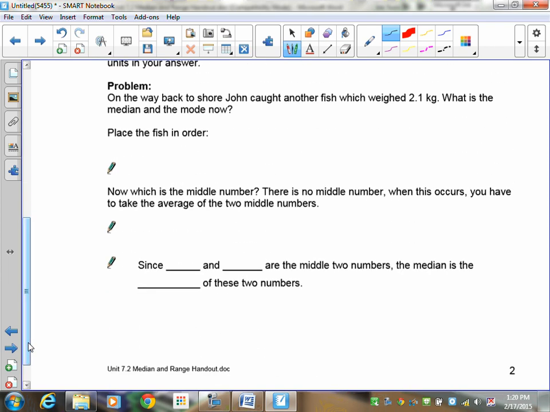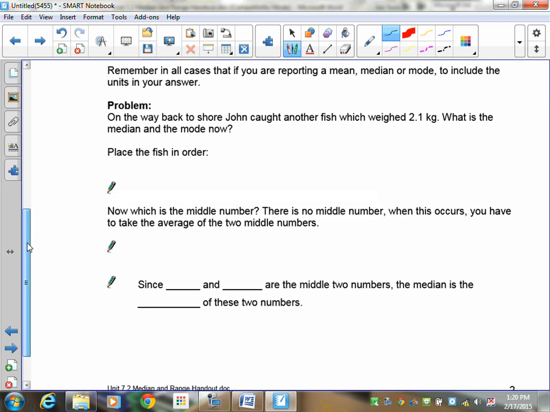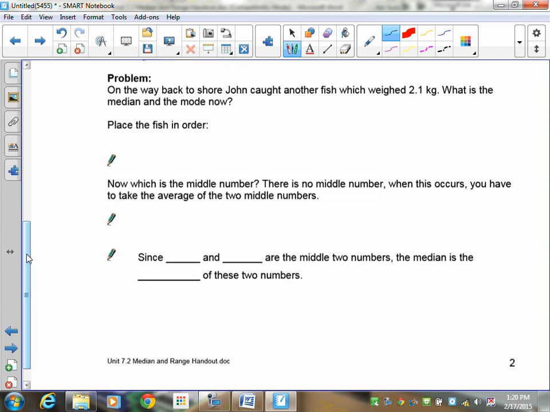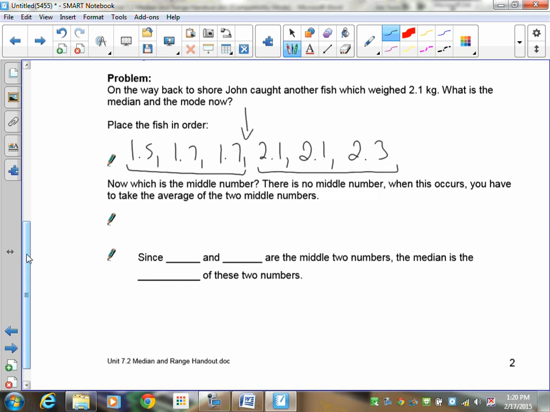On the way back to shore, John caught another fish that weighed 2.1. Well, what does that do to the stuff we've got here? Well, going back, I can put these numbers down. They're pretty simple, but I've got to add another 2.1 in there. So now my fish's order is 1.5, 1.7, 1.7, 2.1, but I also have another 2.1 now and a 2.3. So which one's the middle number now? Well, I have a problem. If you notice, I've got 3 here, and I got 3 there. Technically speaking, I guess you would say there is no middle number, but I can't have that.